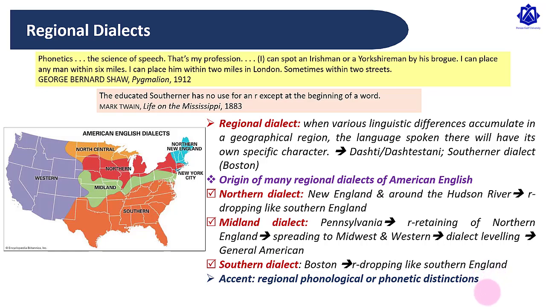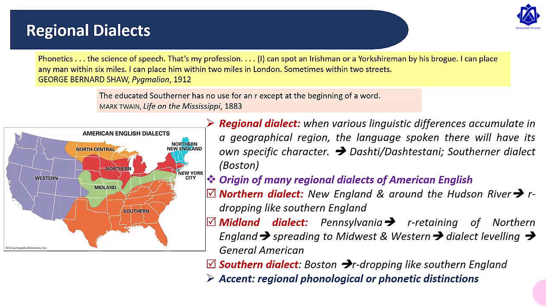So when various linguistic differences accumulate in one geographical place, the language that is spoken in that area has its own specific character, like what we have here, Southerner dialect, that he was referring to, Boston dialect, or what we talked about in our case in Bushehr, that was a distinction between Dashti and Dashtistani. They are two different regional dialects.